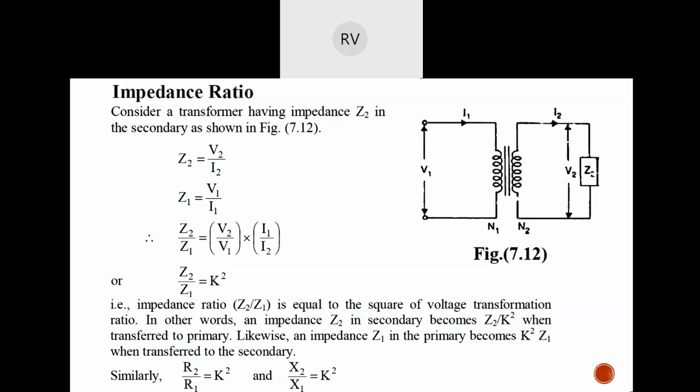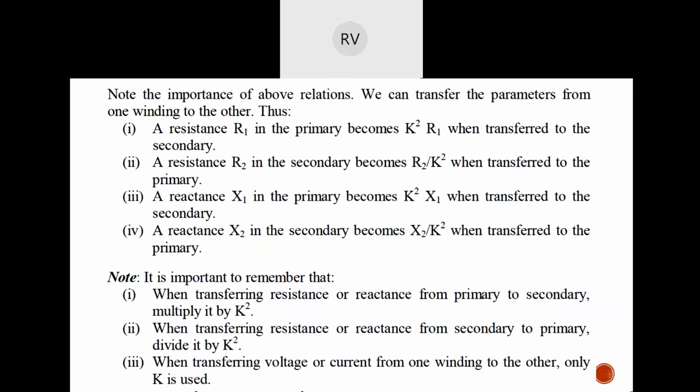Okay, similarly R2 by R1 is equal to K square, and X2 by X1 is equal to K square. So whatever impedances you take, the ratio between those two impedances, from primary to secondary and from secondary to primary, will be K square. Now, note the importance of the above relationships. We can transfer the parameters from one winding to the other.